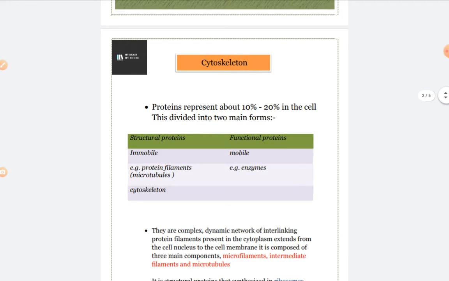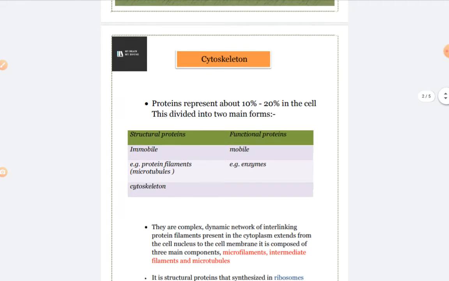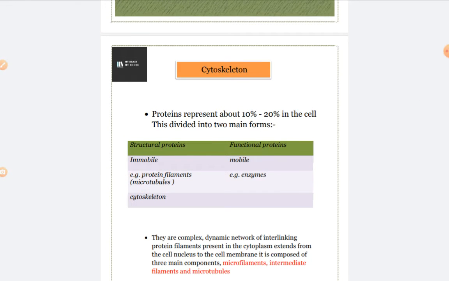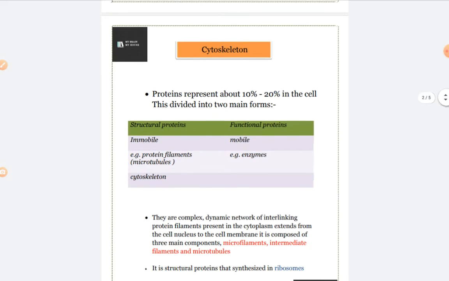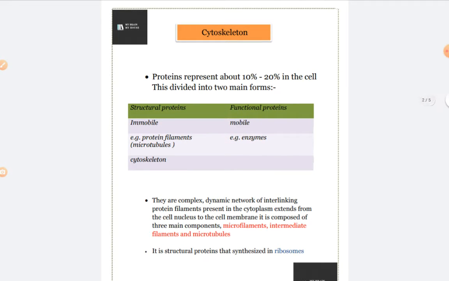The cytoskeleton is a complex, dynamic, mobile network of interlinking protein filaments present in the cytoplasm, extending from the cell nucleus to the cell membrane. It's composed of three main components: microfilaments, intermediate filaments, and microtubules. It's a structural protein that's synthesized in ribosomes.